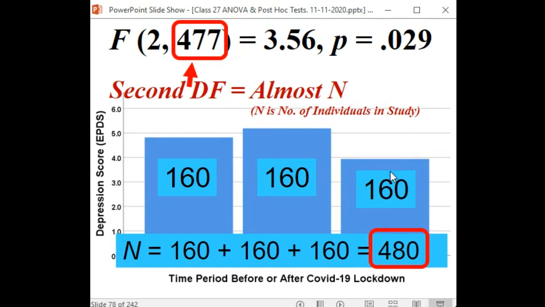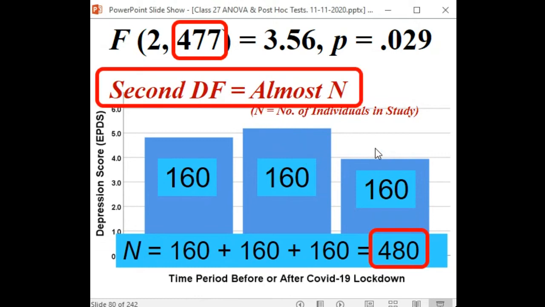Now, here's the important point. The second degree of freedom is 477, which is almost 480. So that's what we mean when we say that the second degree of freedom is almost n. In this example, the second degree of freedom, which is 477, is almost equal to n, which is 480.